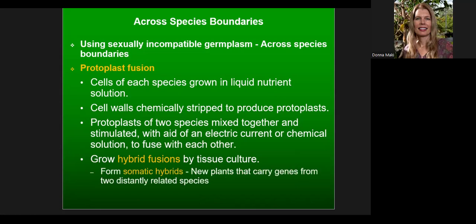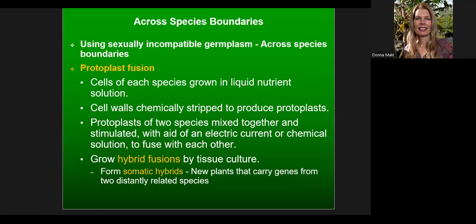And if you can get it to work, then they start talking about somatic hybrids, which, that's the plant. So you start saying, oh, that's a somatic hybrid plant. All right, so if you can get it to work. So it's a plant that will carry genes from two species that no longer can breed with each other. It doesn't work. But through this process, you get it to work.